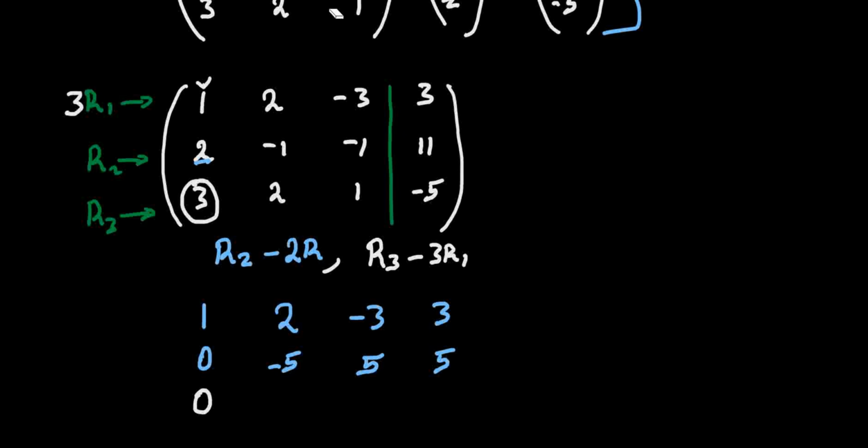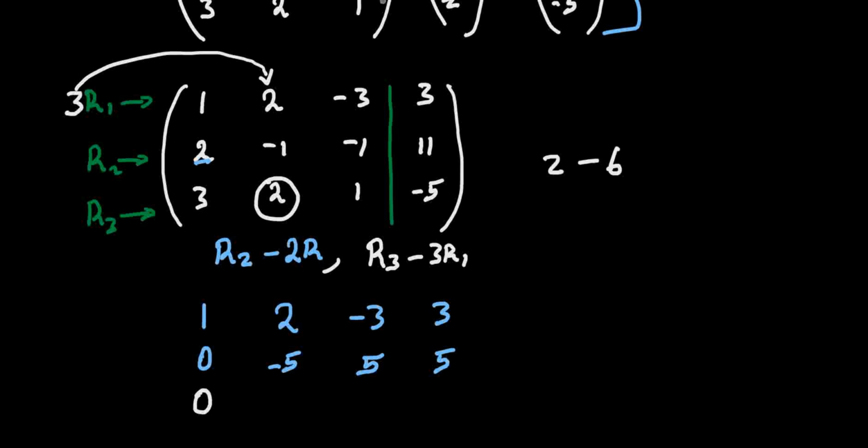Get rid of this. Okay. Next, 3 times 2 is 6. So this 2 minus 6 is negative 4. So here would be negative 4. I hope that makes some sense. Let's get rid of these values now.